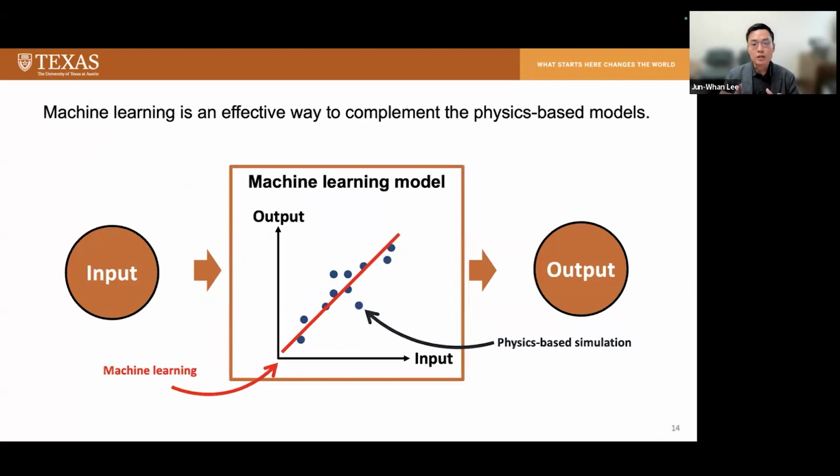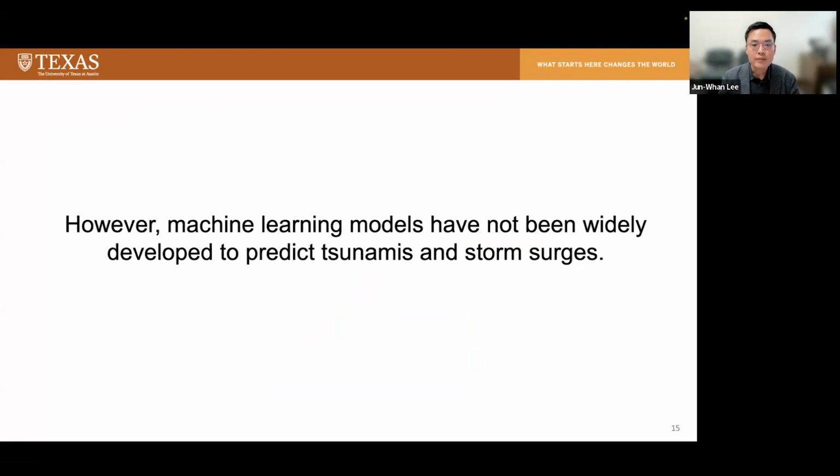So we tackle this long-standing limitation of physics-based modeling by applying machine learning. Recently, machine learning is getting more and more attention because it is known as an effective way to complement the physics-based models to reduce the computational time. Once the machine learning finds the relationship between inputs and outputs, which is trained based on the physics-based numerical simulations, the output can be rapidly estimated across the continuum of input spaces. However, machine learning models have not been widely developed to predict tsunamis and storm surges.